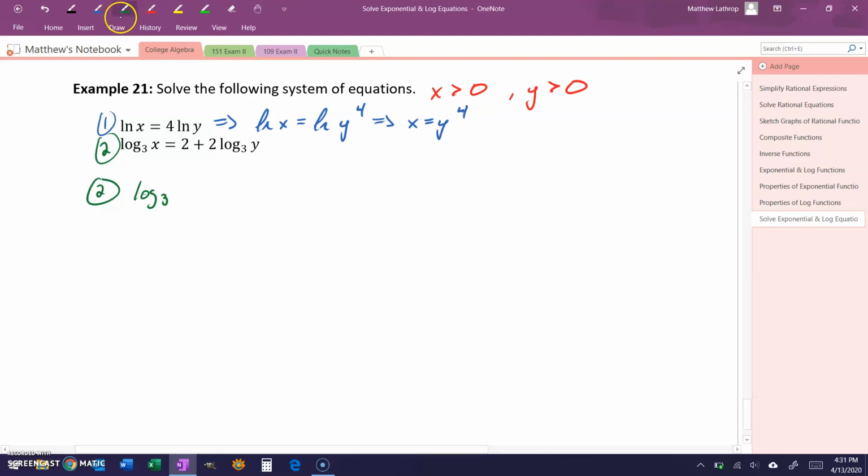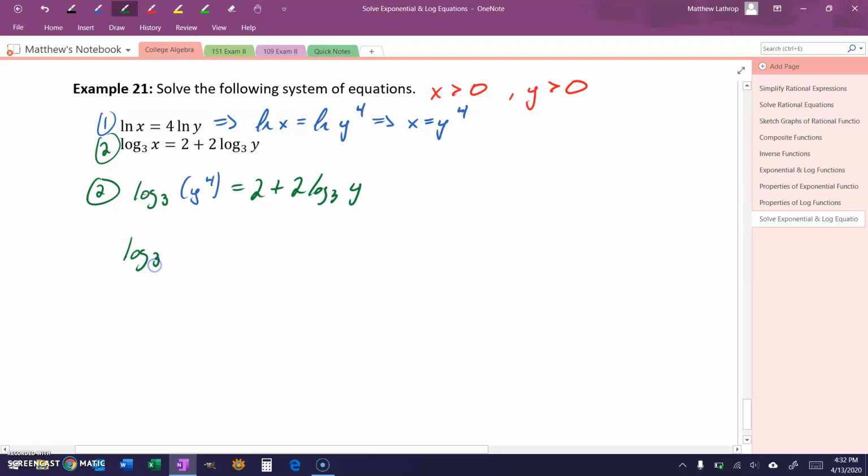So now we would have the log base 3 of y to the fourth is equal to 2 plus 2 log base 3 of y. We can subtract that 2 log base 3 of y to the left-hand side and then combine those logs. Let's go ahead and go back one step. I jumped just a little bit too far, too quick.